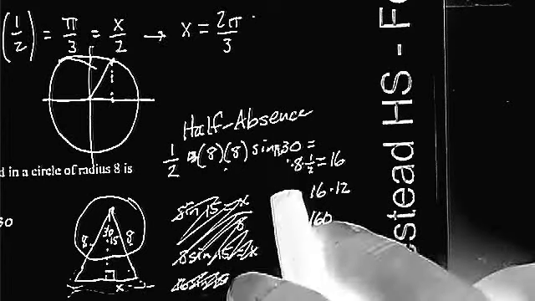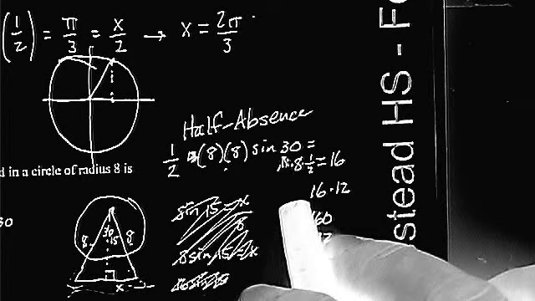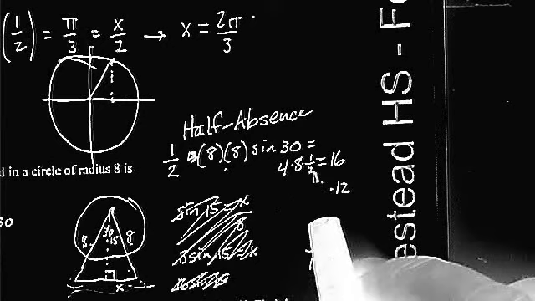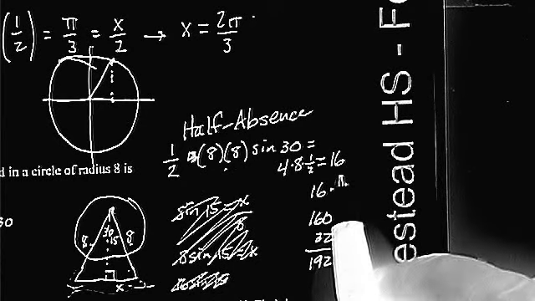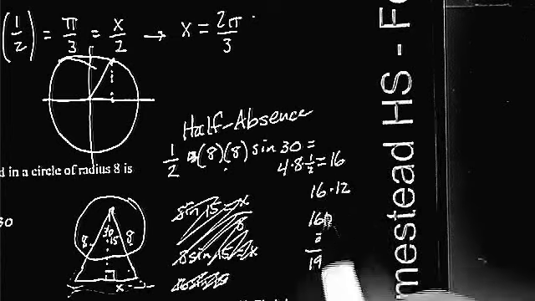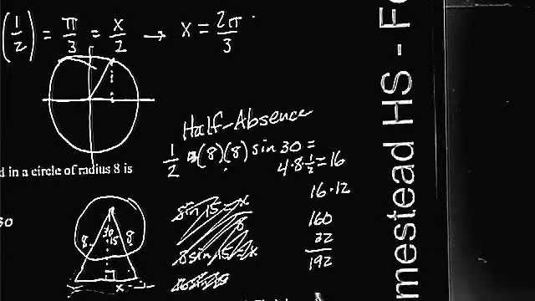So that's what I did. I did 1/2 ab, where a and b are both the same, times sine of 30. We know that the sine of 30 degrees is 1/2. So we were able to calculate that this triangle had an area of 16, and of course then I just multiplied by 12 because I have 12 triangles, and I got 192.